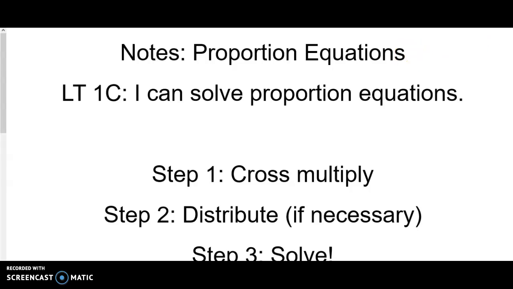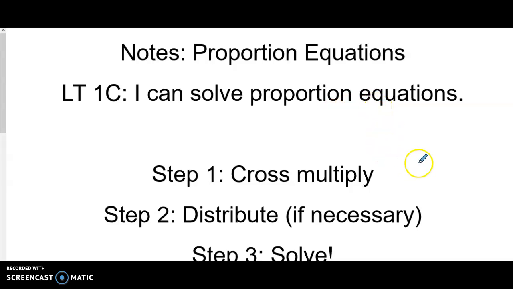All right, so we are going to begin our next section or unit on proportion equations. So you guys are going to take notes in your math notebook, and whatever you see on the screen, you should write down as well. The learning target is 1C. I can solve proportion equations.